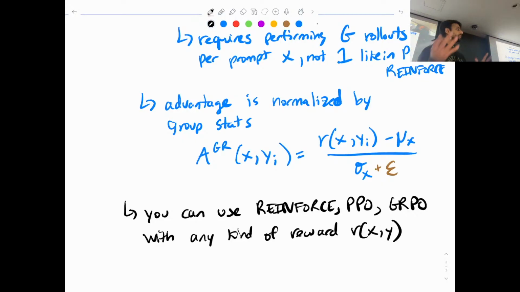So GRPO is not specific to verifiable rewards. PPO is not specific to learned reward models. That said, there is the trend nowadays to use GRPO whenever you have tasks that have verifiable rewards, so you can further limit the computational expense. But lately we're seeing different kinds of implementations.